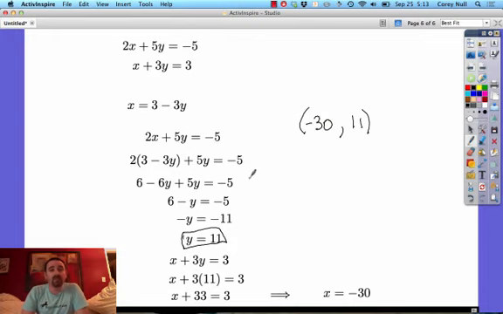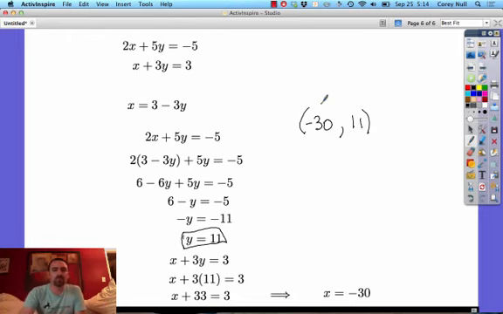And again, we can graph these, and we'll see that the point of intersection between this line and this line is negative 30, comma 11. Okay? So the graphical interpretation is really important, because if you don't understand physically what's happening, it's really hard to justify why we do all these crazy steps.